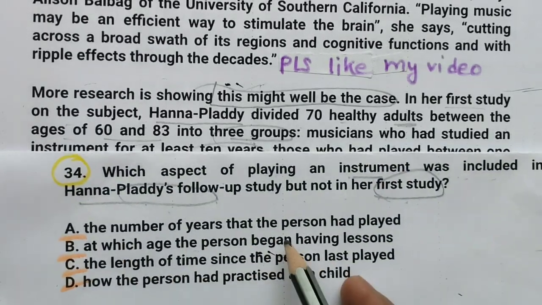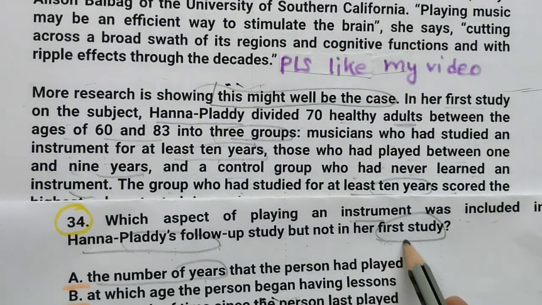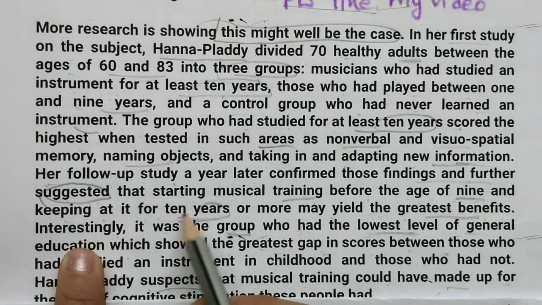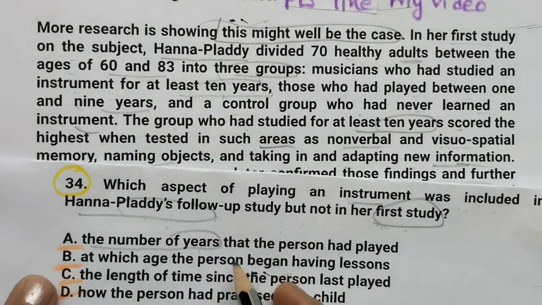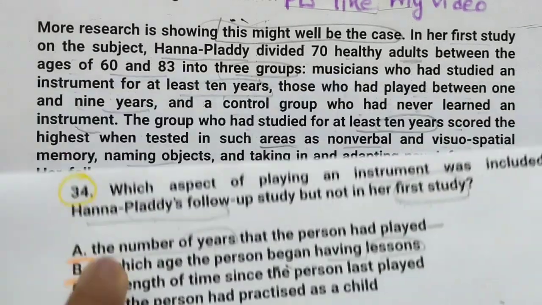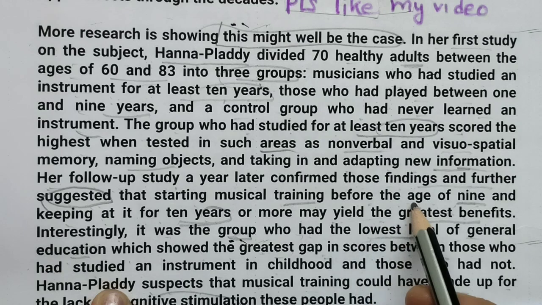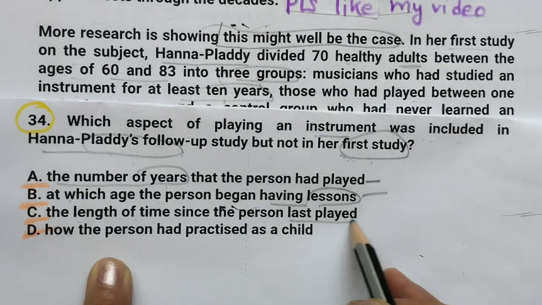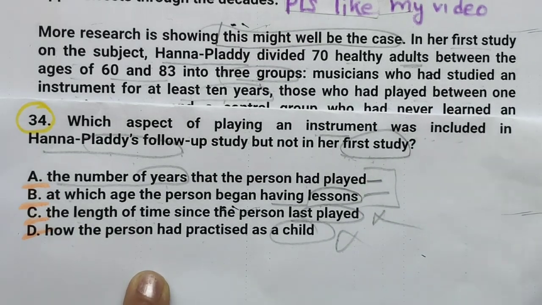Let's see: the number of years that the person had played. Yes, they had that, but not in her first study. In the second, before the age of 9 and keeping it for 10 years or more may yield the greatest benefits. The number of years the person had played, at which age the person began having lessons, the length of time since the person last played, this is also not there. How the person had practiced as a child, this is also not there. So between these two we can just do practiced.